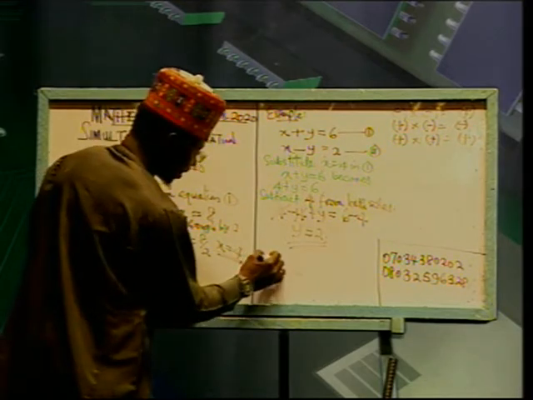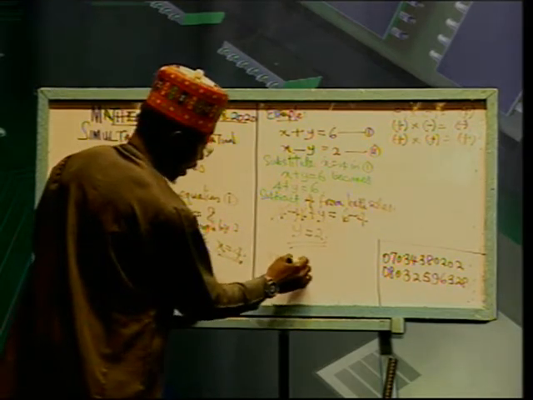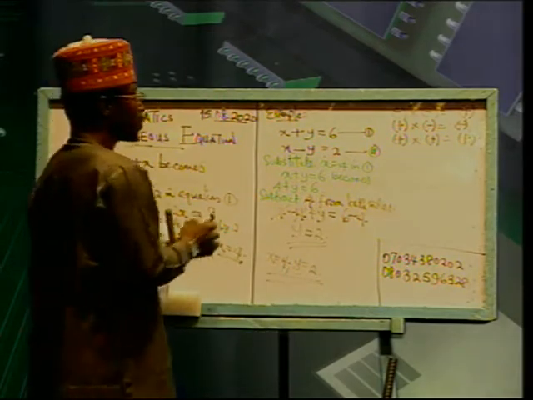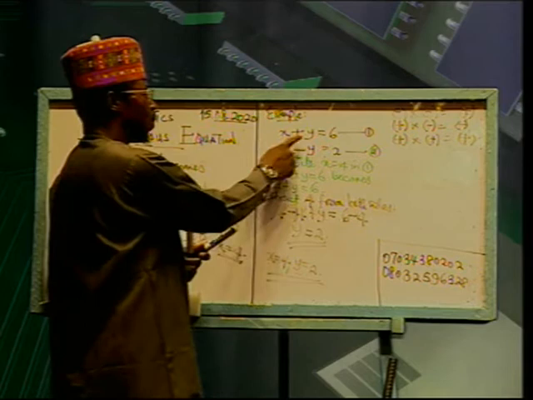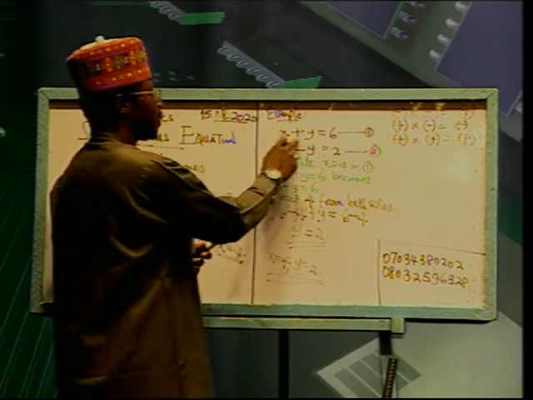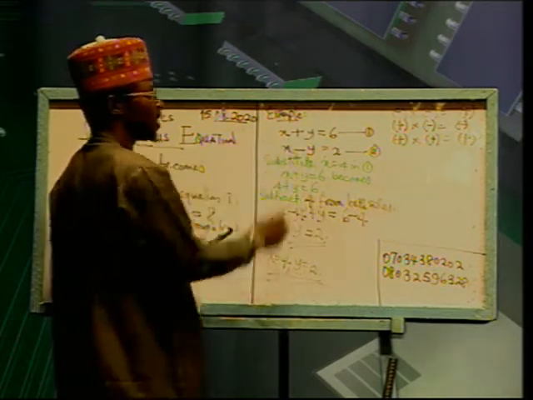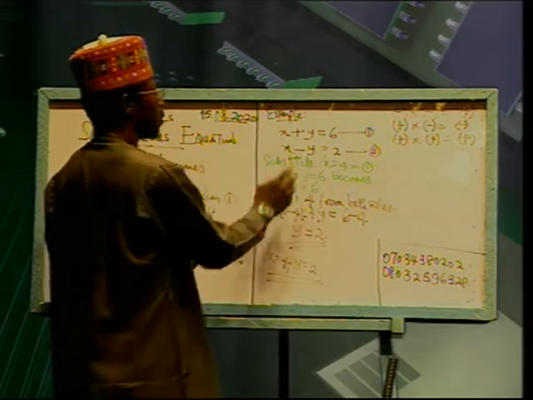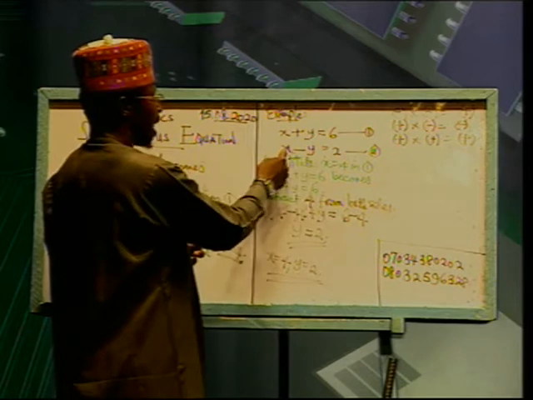So x equals 4, y equals 2. So what basically the question meant was, x is a number, y is also a number. By the time you sum these two numbers, you get 6. And here, x is a number, y is a number. By the time you take y from x, it will give you 2.